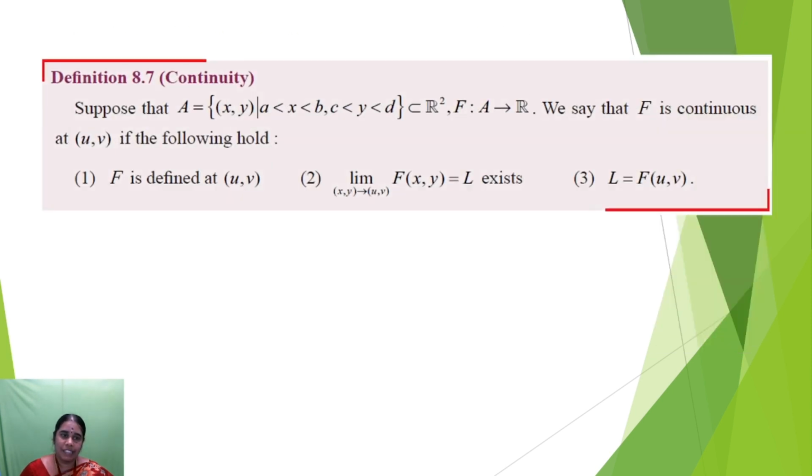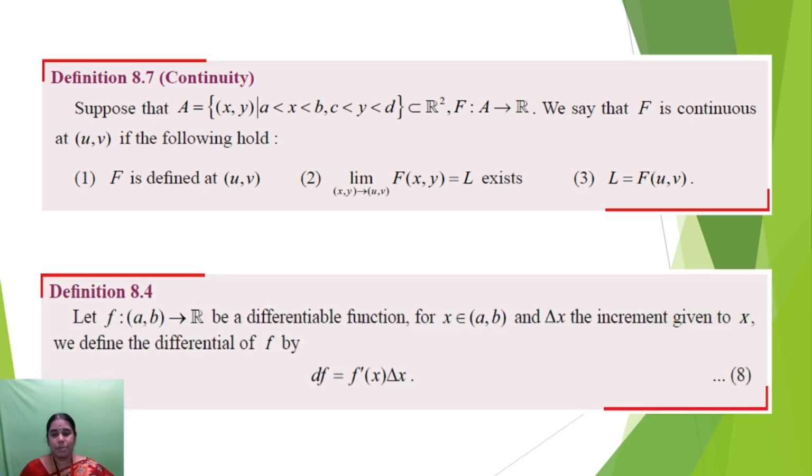Next, second definition, continuity. Let us assume that A is a set of (x, y), where x lies between a and b and y lies between c and d, and f is a function from A to R. We say that f is continuous at (u, b) if the following holds. First, it should be defined at (u, b) and the limit should exist, and L is nothing but F(u, b).